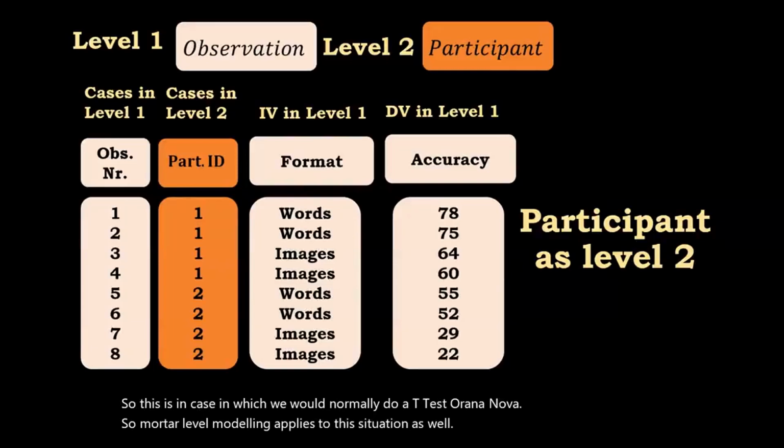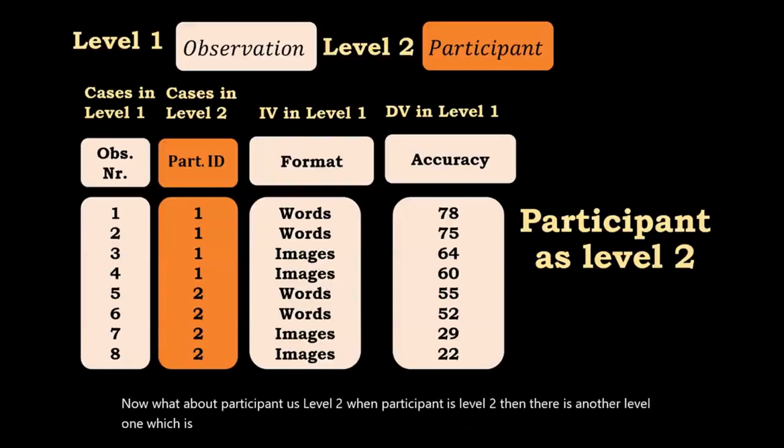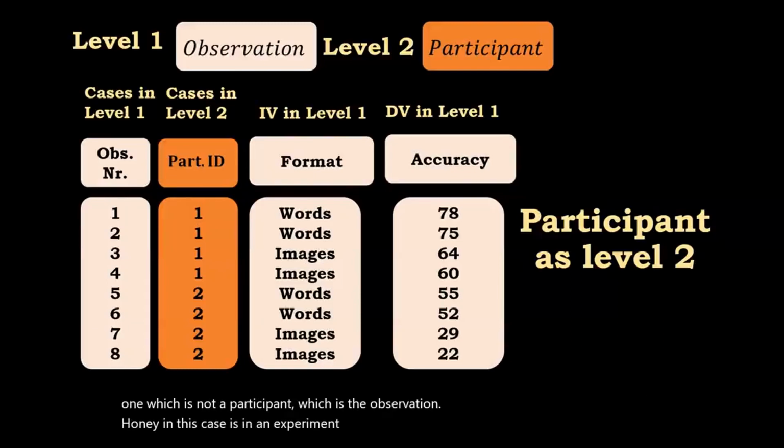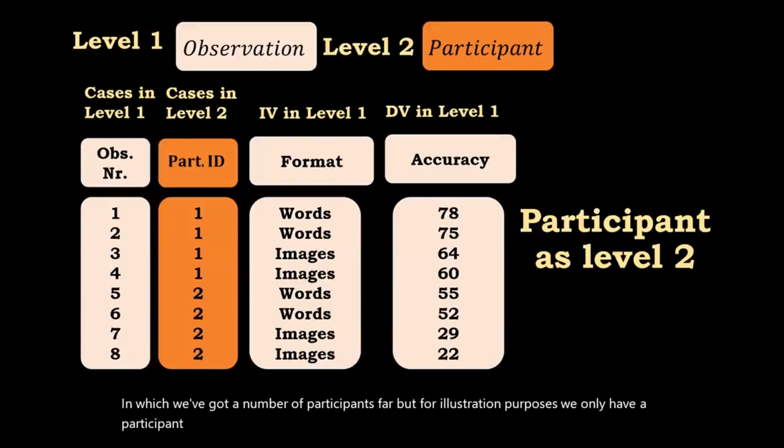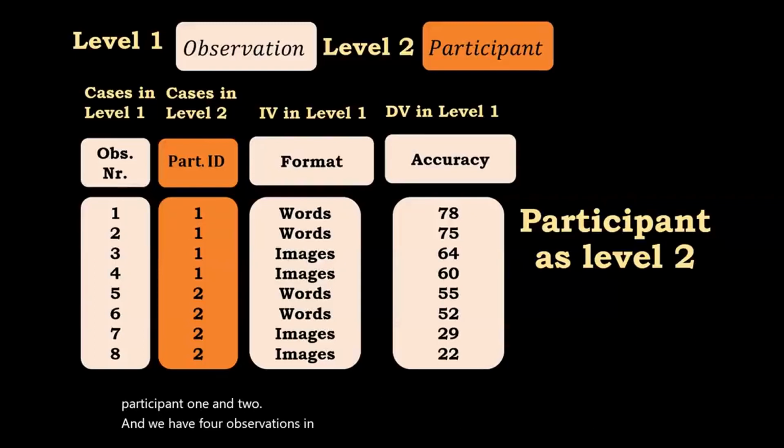Now, what about participant as level 2? Well, when participant is level 2, then there is another level 1, which is not the participant, which is the observation. And in this case, it's an experiment. This is a typical structure of experimental studies in which we've got a number of participants, but for illustration purposes, we only have participants 1 and 2. And we have 4 observations in participant 1 and 4 observations in participant 2.